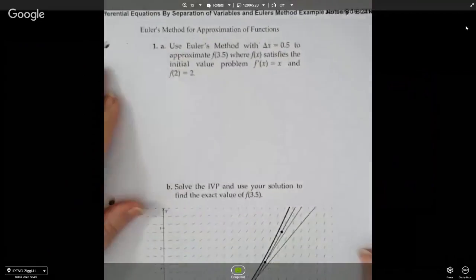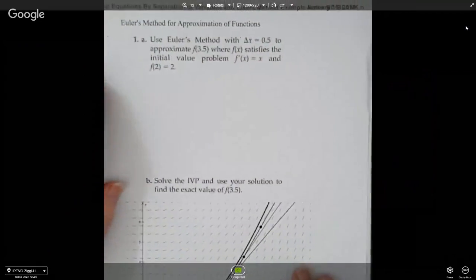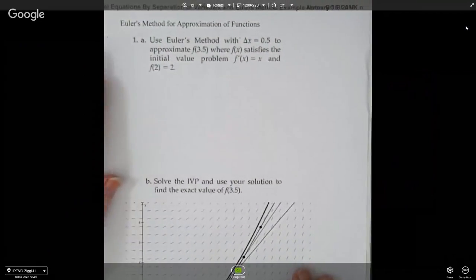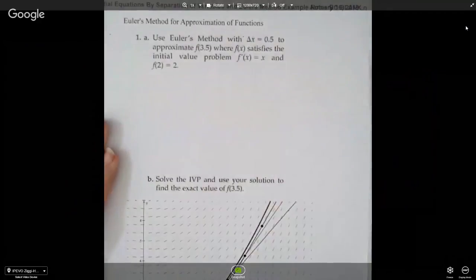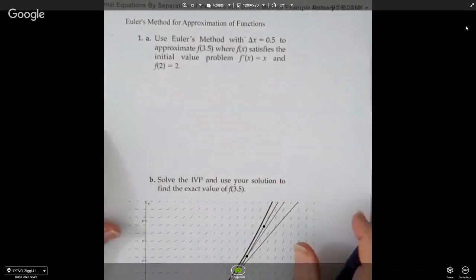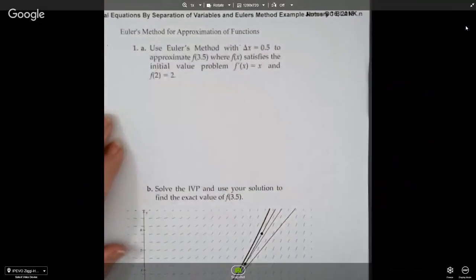All right, I have a blank one of these sheets on Moodle or in your hands, maybe if you came and got it earlier or after school yesterday. And this is what you would do to do Euler's method by hand. And I have what the solution looks like down here, but we're going to do Euler's method by hand.